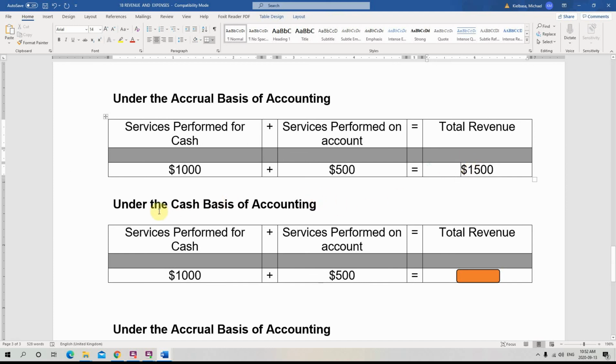Now, let's look under the cash basis of accounting. Under the cash basis of accounting, services represent revenue when we receive the cash, not necessarily when the service is performed. So, services performed for cash, does this represent revenue under the cash basis of accounting? Yes, because we got the cash. Does this represent revenue under the cash basis of accounting? No, because we didn't receive the cash. So under the cash basis of accounting, 1,000 only represents revenue.